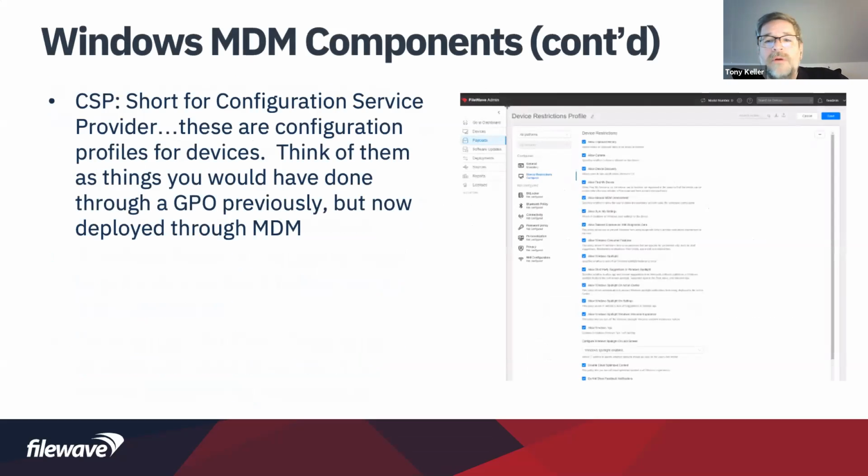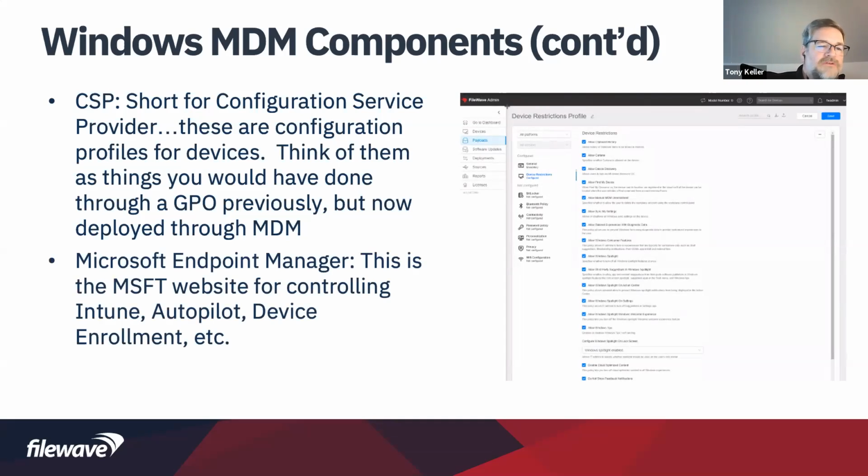A couple more components. We've got CSPs. And I'm glad there's an abbreviation for it, because it's short for Configuration Service Provider. You can think of these as the things that were previously in a GPO, but are now deployed through MDM. So this is compartmentalizing those, and all this work, which we're going to talk about in a little bit, is ongoing right now. So what you're seeing on the right here is actually a view from our web admin of building one of the profiles, in this case, a restriction profile.